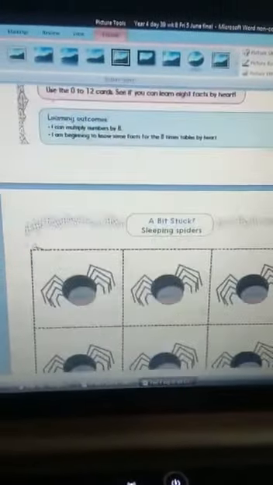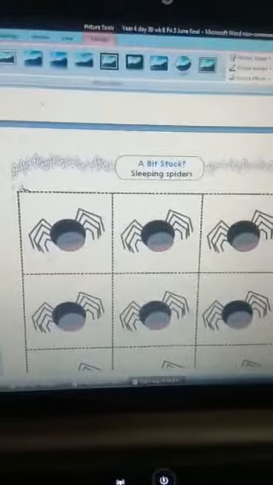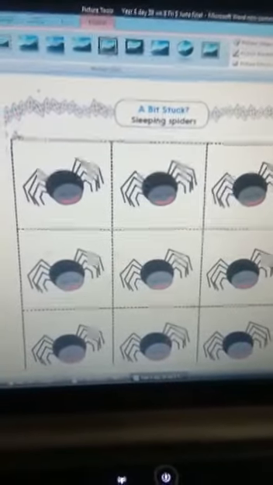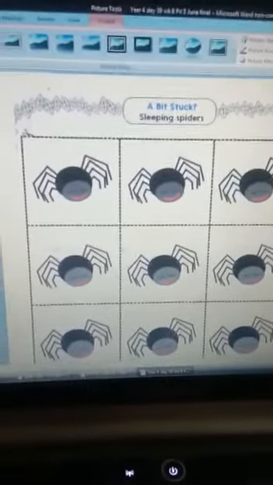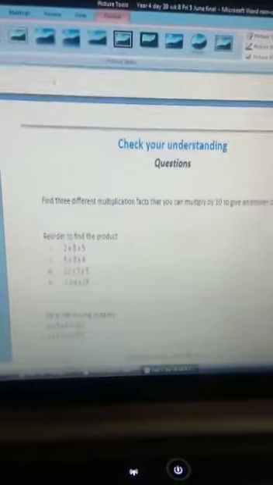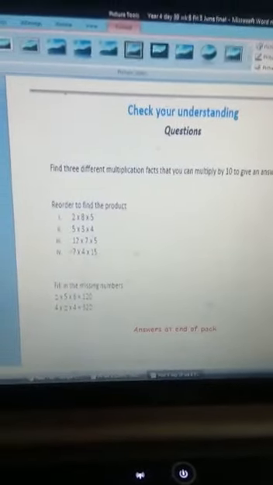And the second one is exactly the same, but looking at spiders, which have 8 legs. So if you pick up the number 5, you times that by 8 and record down the answer. And here you've got some check your understanding questions, and the answers will be at the back of the pack. Good luck.